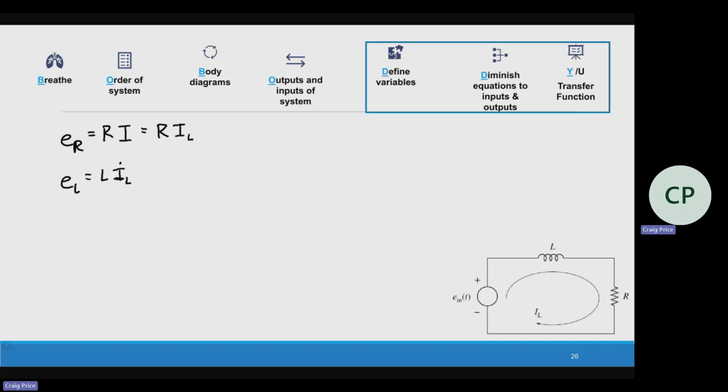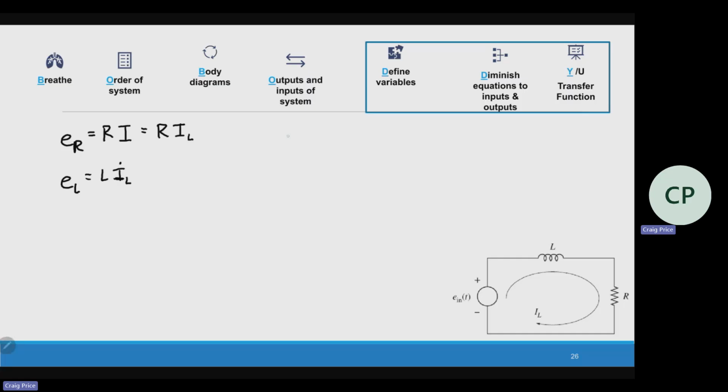E_in is equal to what? E_in is equal to E_out? I wish. I don't actually see an E_out here. That would be a nice equation. E_in is equal to... thank you. So the last thing I need is kind of like my Newton's second law. I need some kind of relationship for all of these, my sum of forces. In this case, my sum of voltages.